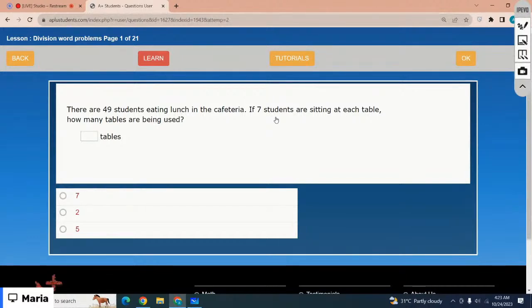So, the total students are 49, right? And you have to see how many tables are used for all of the students. If on each table you can have 7 students, right? So you have to do 49 divided by 7. So which is the correct option? 7 times what number is 49?